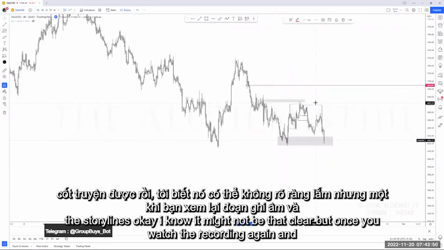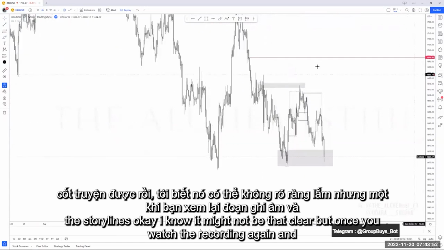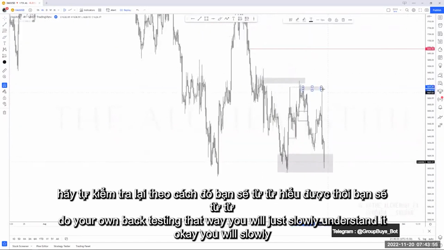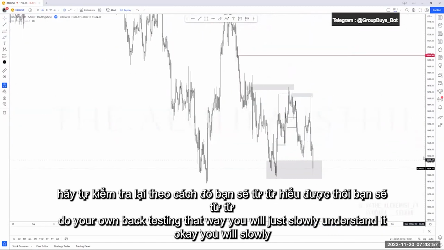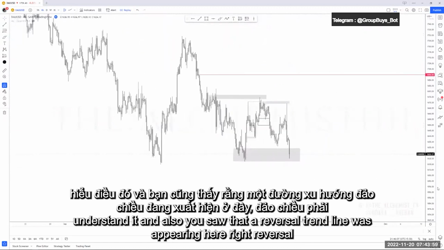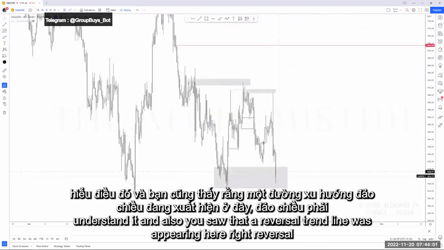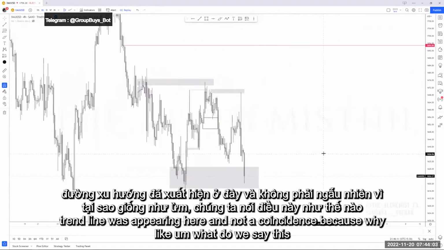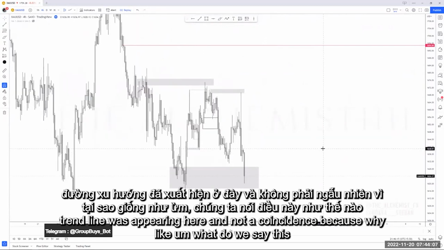So I know it might not be that clear, but once you watch the recording again and do your own back testing, that way you will slowly understand it. And also you saw that a reversal trend line was appearing here, right? A reversal trend line was appearing here, and not a coincidence, because why? What do we say?